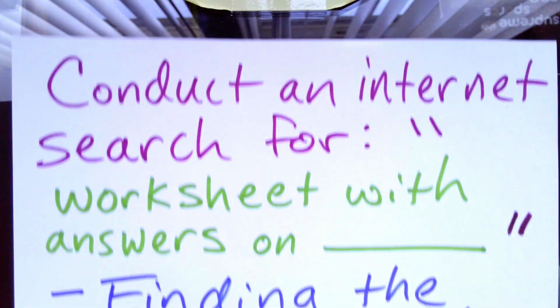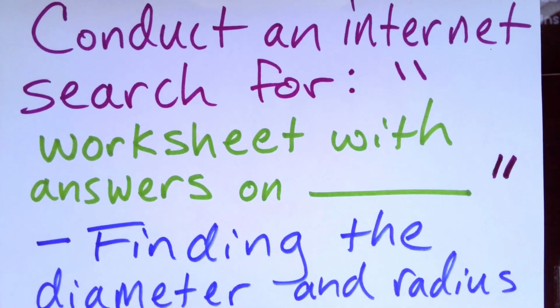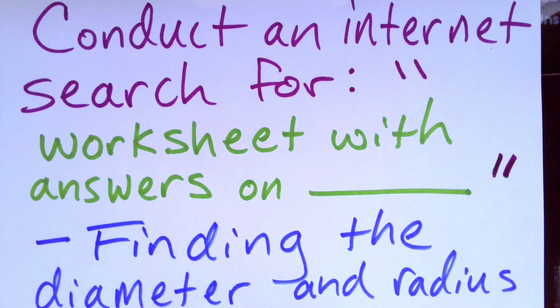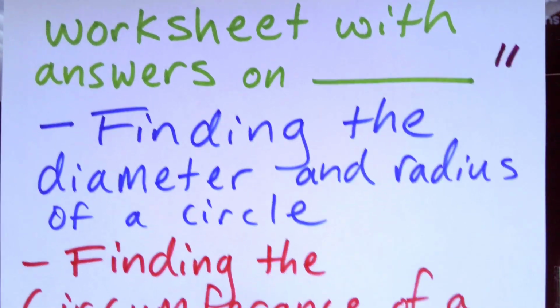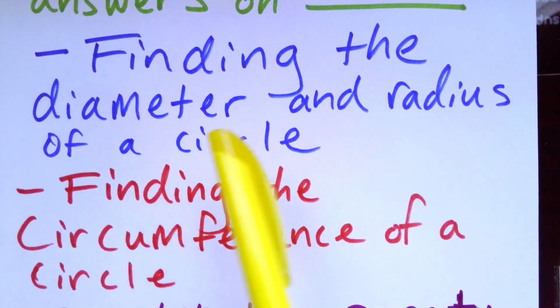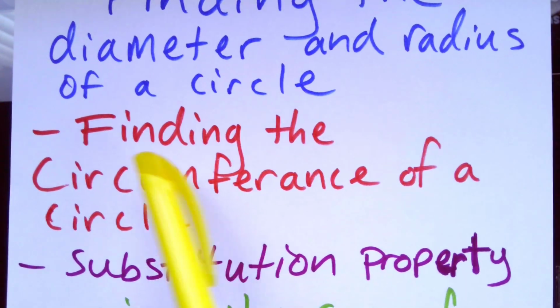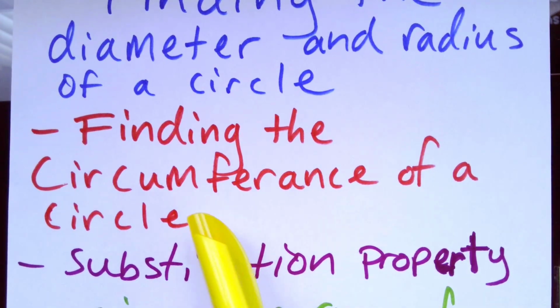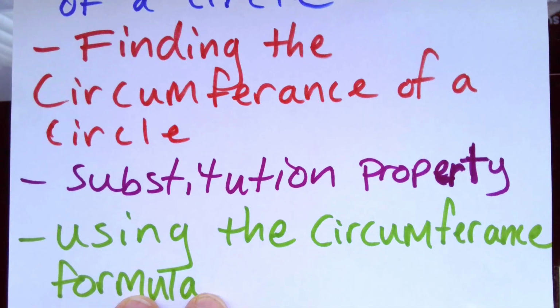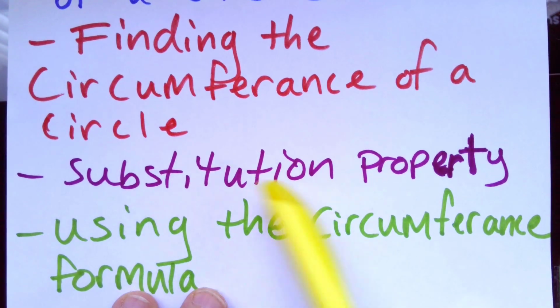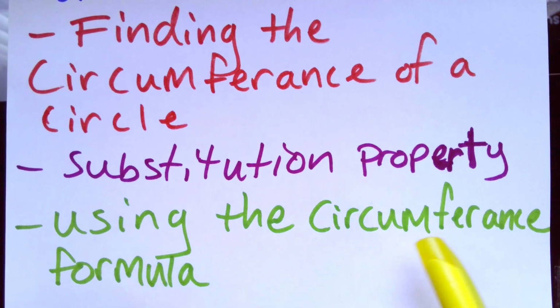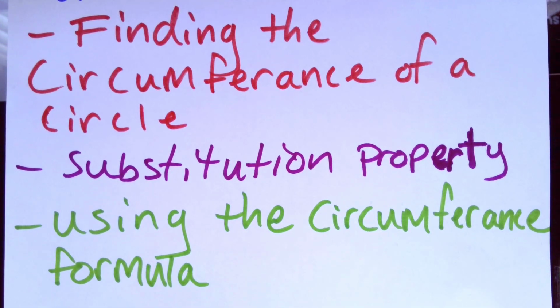And if you want to do some internet searches for some practice problems with answers, here you go. Conduct an internet search for worksheets with answers on, if I go too fast, stop, pause, rewind the video. Finding the diameter and radius of a circle. So practice those skills. It'll be very important for you. Finding the circumference of a circle. That will help with your understanding to answer these type of problems. Substitution property and using the circumference formula. All of those search engines will help you in strengthening your knowledge, skills, and abilities.